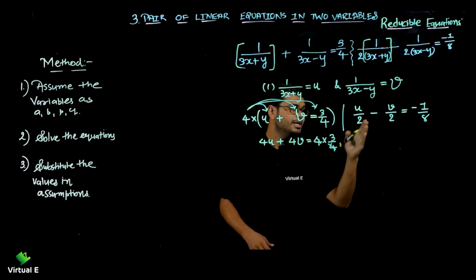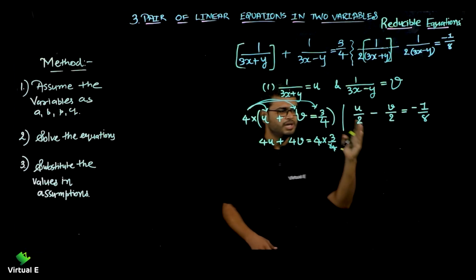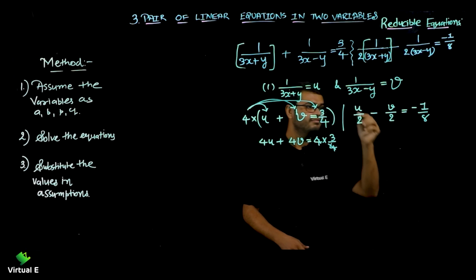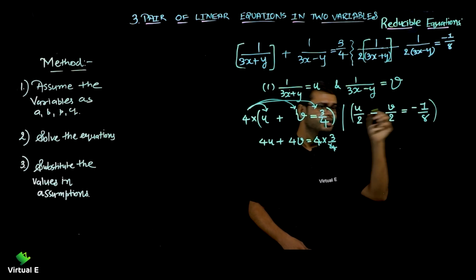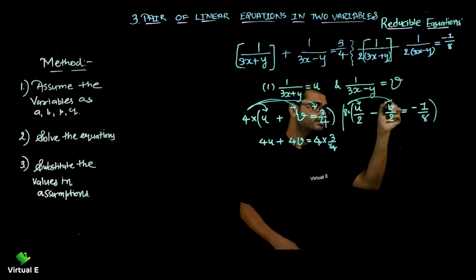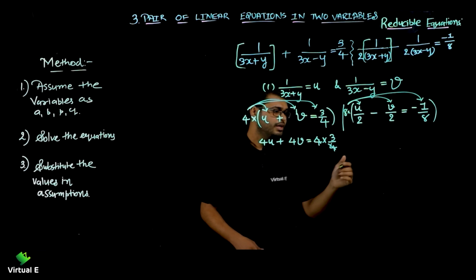Okay, let's talk about this side. 2, 2, 8. 8 is a multiple of 2. So the LCM is 8. I am going to multiply the whole equation by 8. Again, each and every term. Do not skip any of the terms by mistake, right?